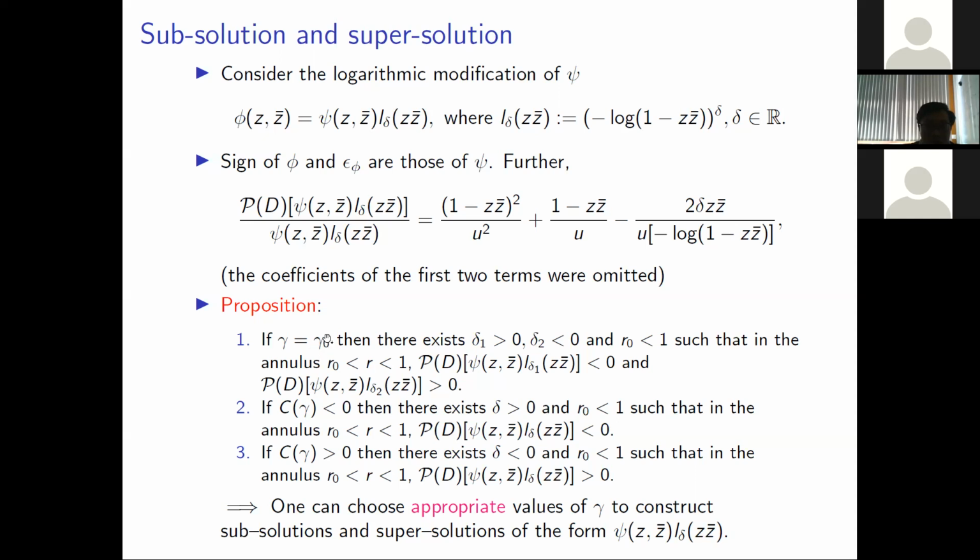What we will do is construct the subsolution and supersolutions of the equation PDE G equal to zero of this form. Here we have some cases. If gamma is equal to gamma, we can construct a subsolution and supersolution. And if gamma makes C a type, then we construct a subsolution and so on for C gamma.